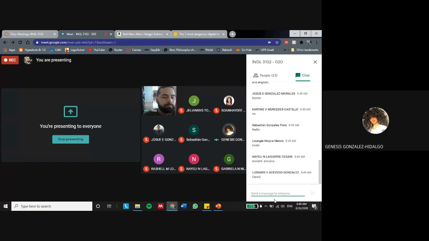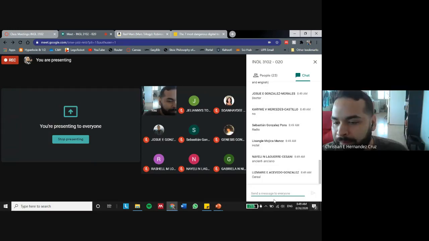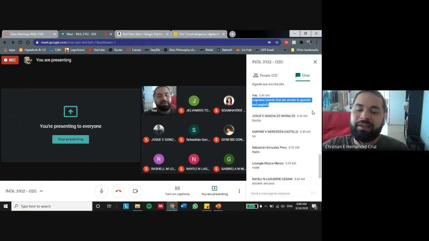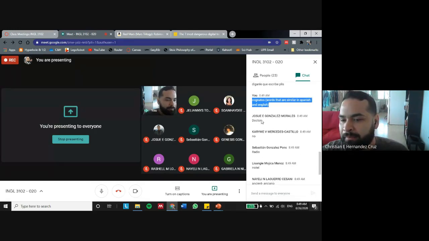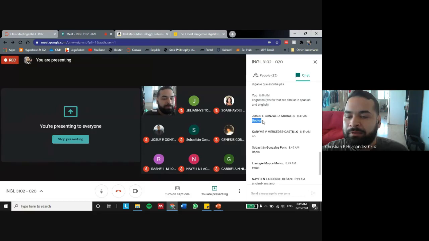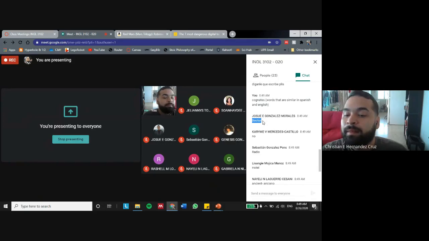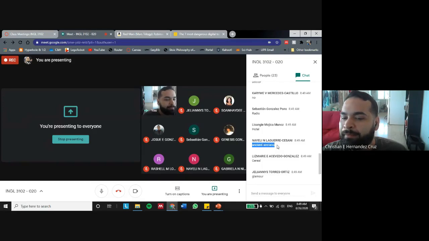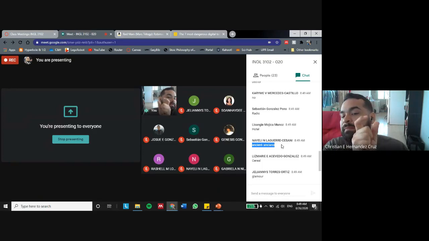No entendí muy bien la definición de eso que acabas de decir, de cognate. Cognates. Pues como escribí aquí en el chat, cognates are words that are similar in Spanish and English. So, por ejemplo, we could use a word, como dice Josué, doctor, que literalmente significa lo mismo y se escribe igual. Doctor, doctor. But I prefer Nayeli's example because ancient and anciano. They are written very similarly, si lo miran bien, and of course they mean the same thing.